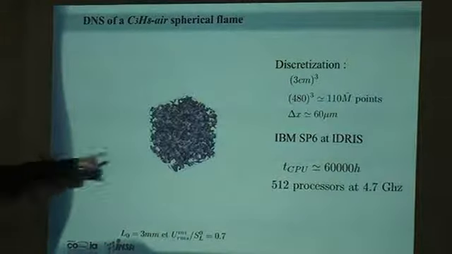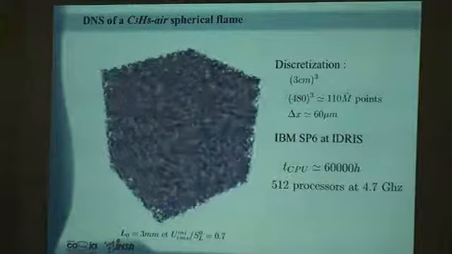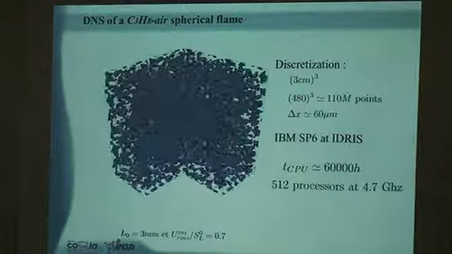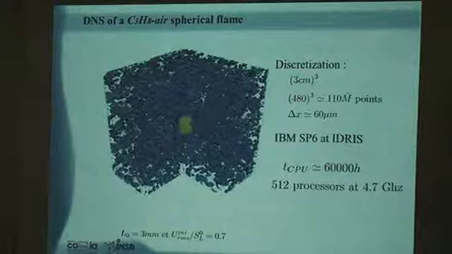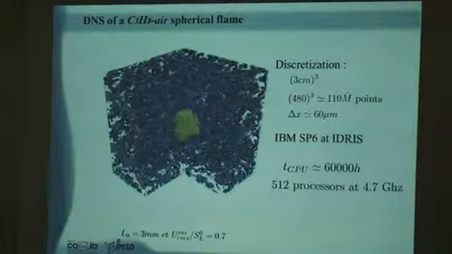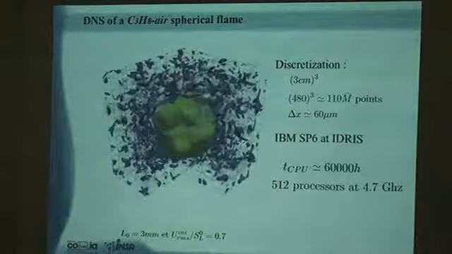Maybe I don't know if you can see it, but the flame tends to become cubic. What happens? Because of the boundary condition. Yeah, because of the boundary condition, but the numerical boundary condition. That was another point to be addressed.